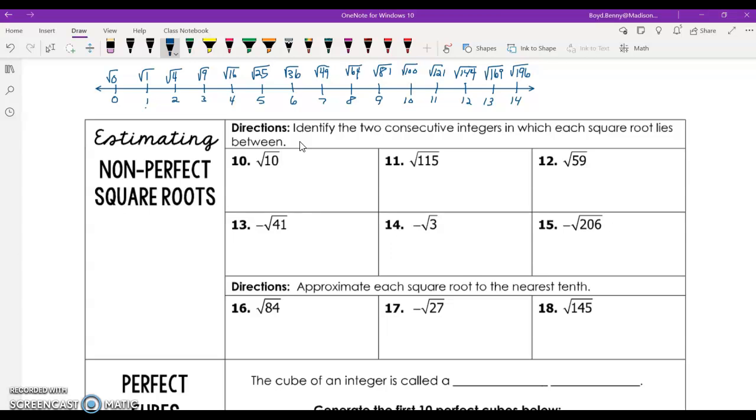So what we want to do is place the number under the radical on the number line somewhere between these two numbers. Let's take a look at the first example. They're asking us for the two consecutive integers in which each square root lies between. Let's look at the square root of 10 to start with. I notice that 10 lies between 9 and 16, so the square root of 10 would have to be between the two integers 3 and 4.